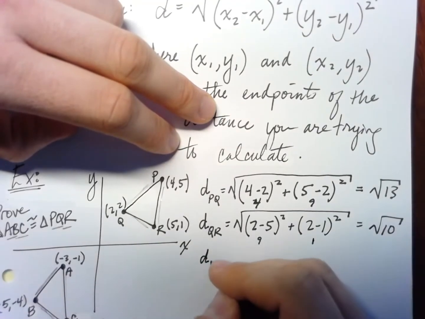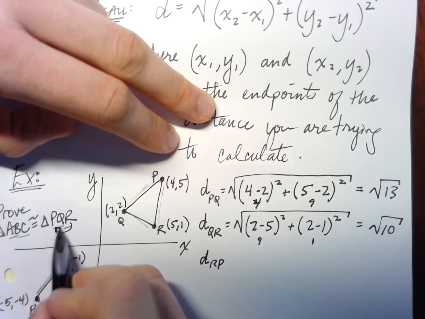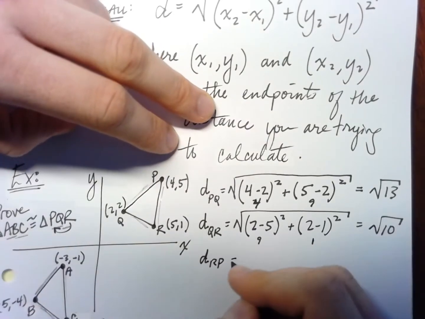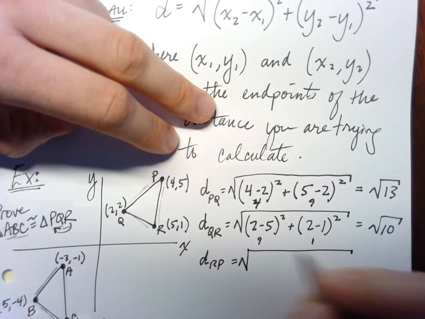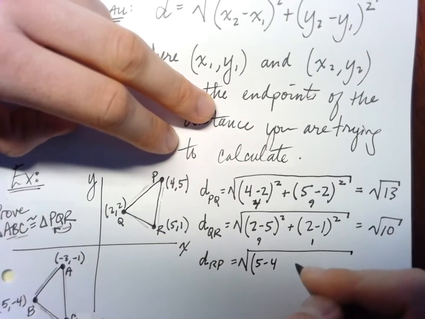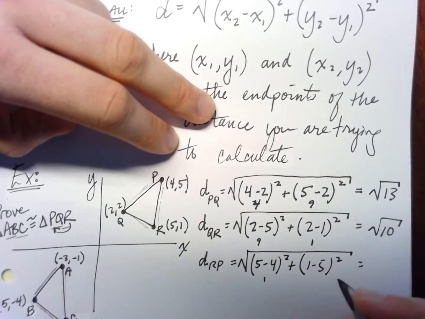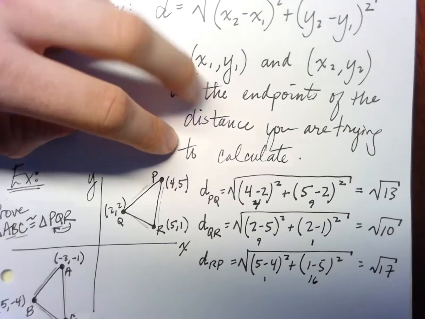And then the distance of RP, again, I'm just taking the nomenclature and going from R back to P. So the distance of RP is going to be 5 minus 4 and 1 minus 5. So 5 minus 4 is 1, squared is 1. 1 minus 5 is negative 4, squared is 16. So 1 plus 16, this will be the square root of 17.